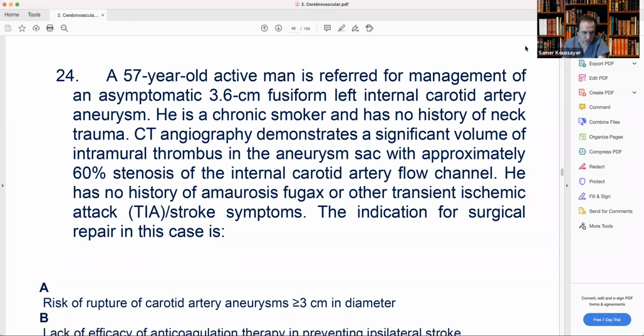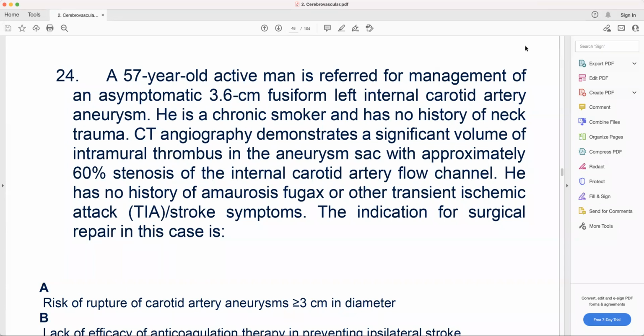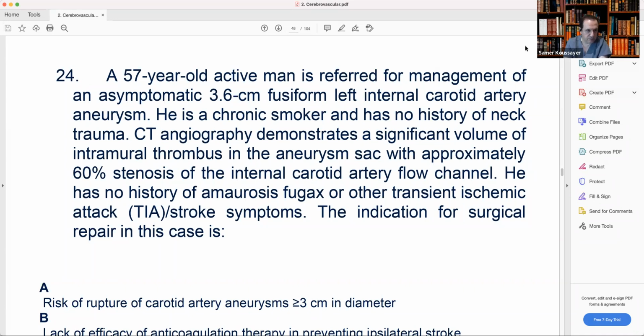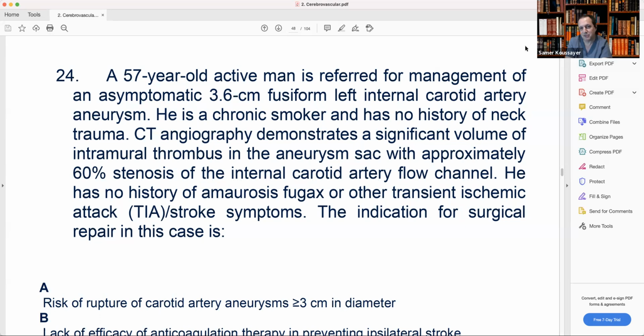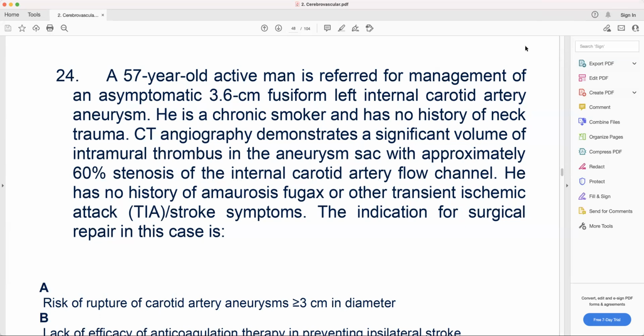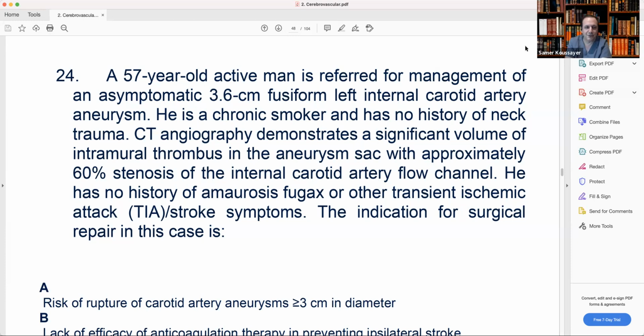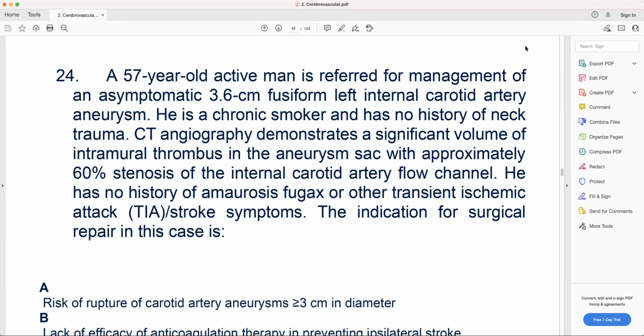What size do we recommend to treat them? Do they have a special size? I cannot recall the exact number, but maybe 3.5 is the cutoff. I'm not sure, but 3.6 for sure is big. So they make it easy for you. If they gave you 2.5, it would become a bit more difficult and confusing. Whoever wrote this question is a nice person, putting 3.6.